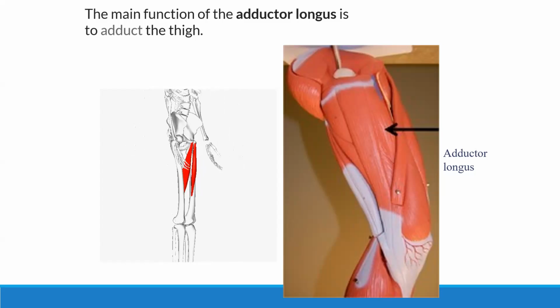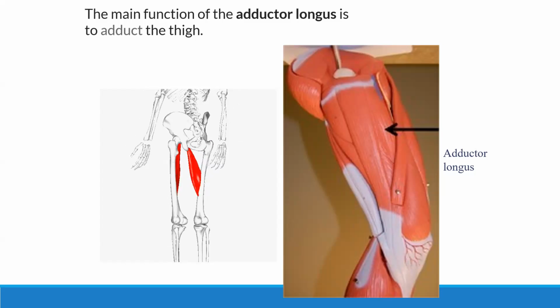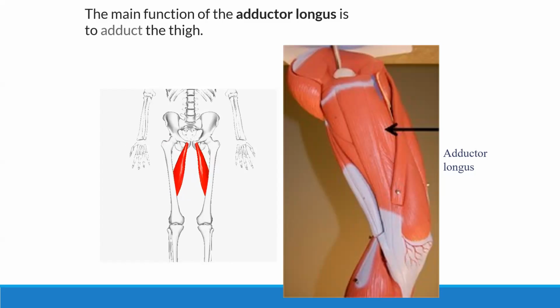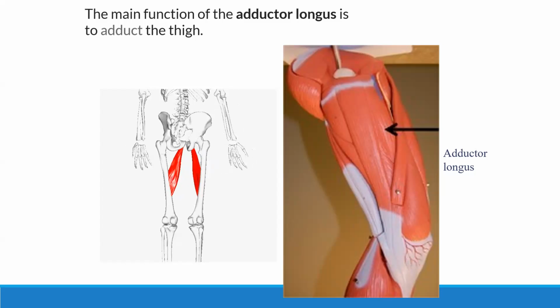That's what the adductor longus and the adductor magnus do. They decrease the angle of the thigh.